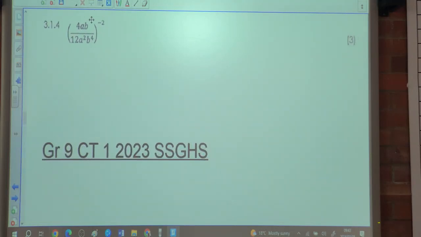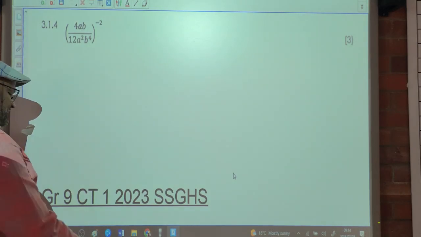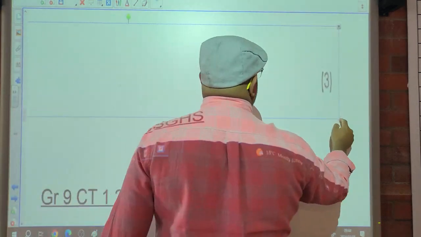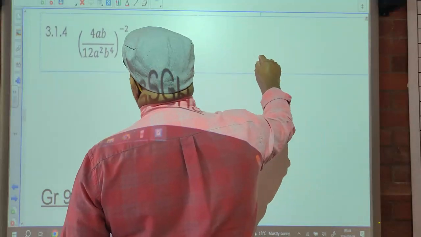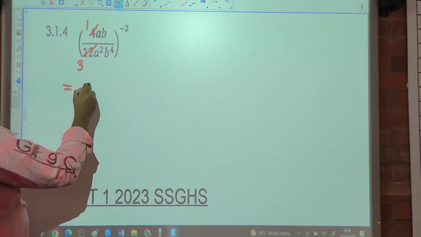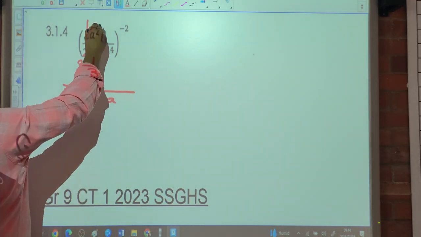The next one. 3.1.4 for 3 marks. You've got in brackets 4ab over 12a squared b to the 4, all to the negative 2. So what do we do first? We're going to simplify inside the bracket. Not so. So 4 goes into 4 once, 4 goes into 12, 3 times. So it's a third. Where are there more a's, on top or at the bottom? Bottom. So it's a, 2 minus 1 is 1.